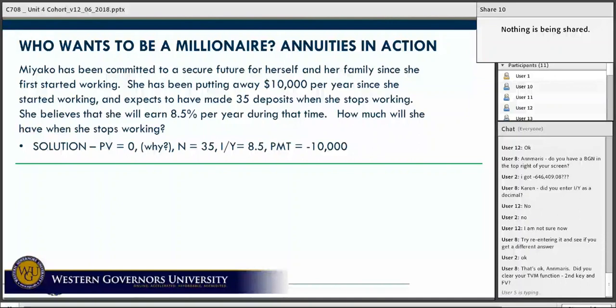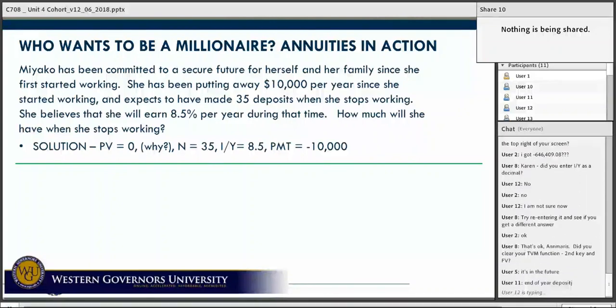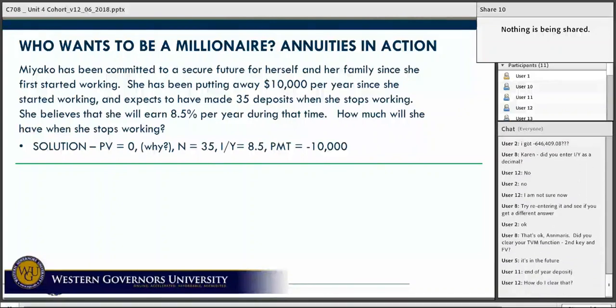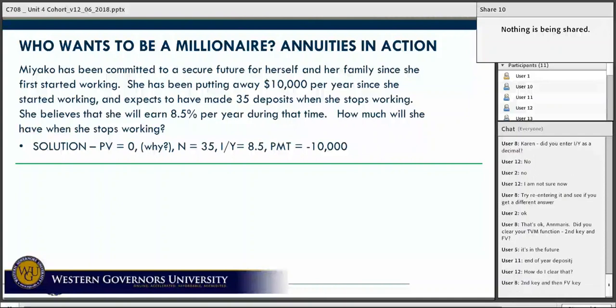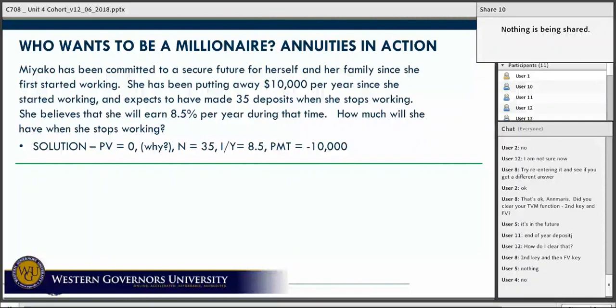So asking about this question, why would the present value be 0? It's in the future, okay, but think about it differently. She's starting the process now. So is there anything in the account now? No, there's nothing in the account. So the present value is currently 0.